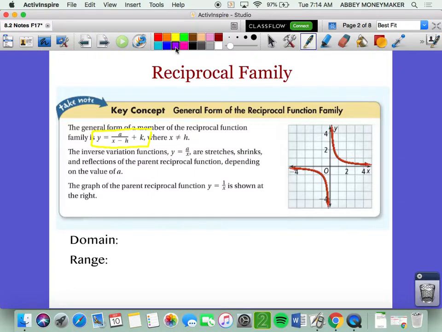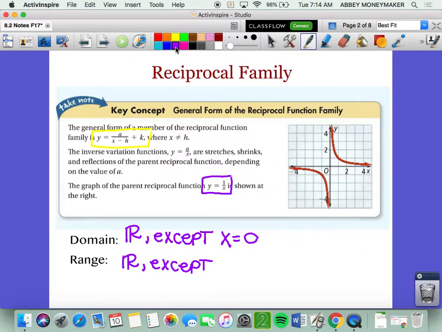The domain of a reciprocal function all depends upon that denominator, because we just talked about you can't divide by 0, right? So for our parent function, the domain would be all real numbers except when x equals 0. We're talking about this parent function here. Same thing for the range: it's going to be all real numbers except when y equals 0.